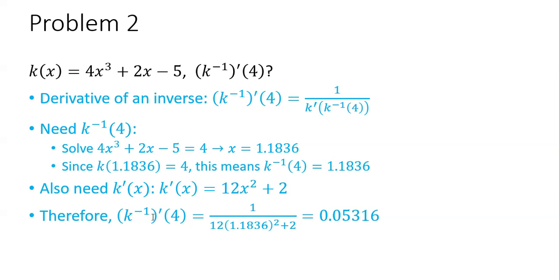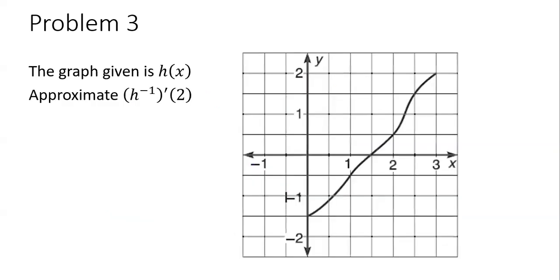So therefore, k inverse prime of 4 is 1 over k prime of k inverse of 4, which is k prime of 1.1836. So we plug in 1.1836 here. And the final answer should be 0.05316.